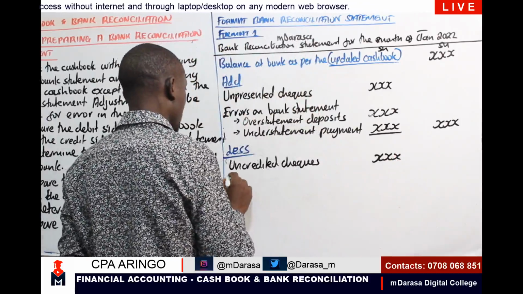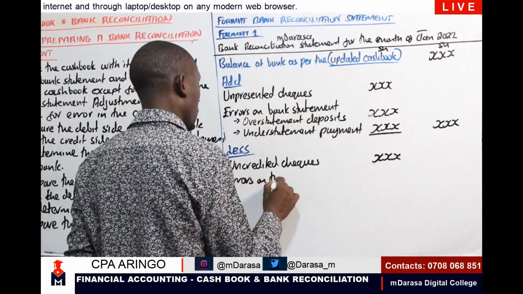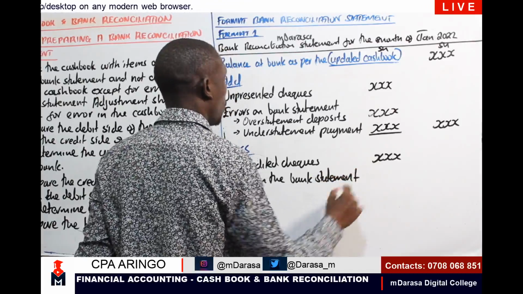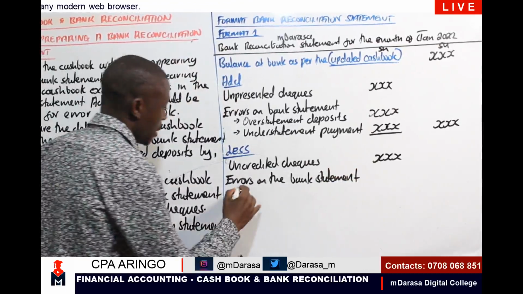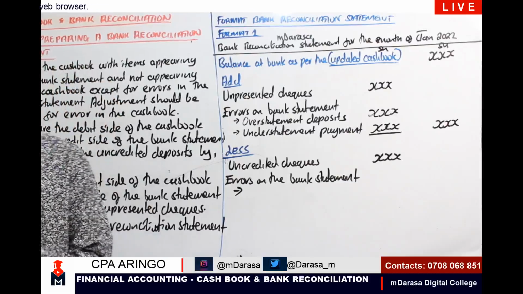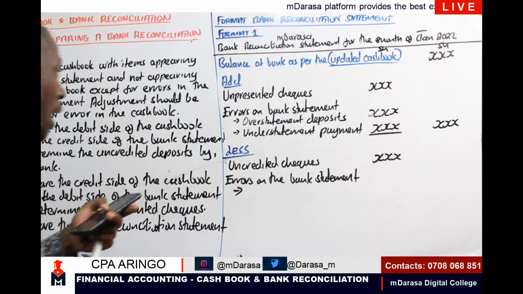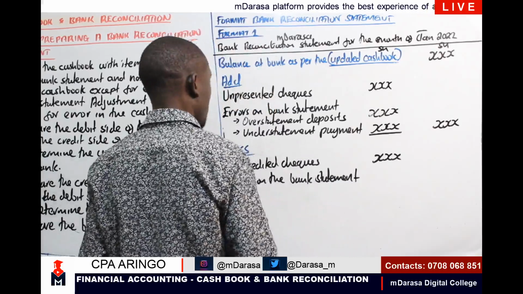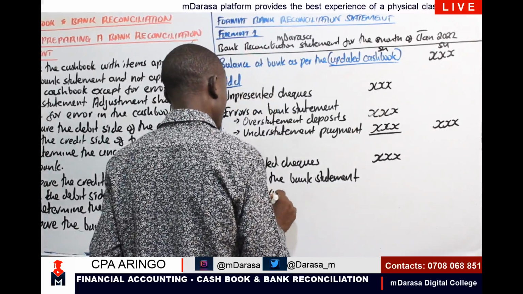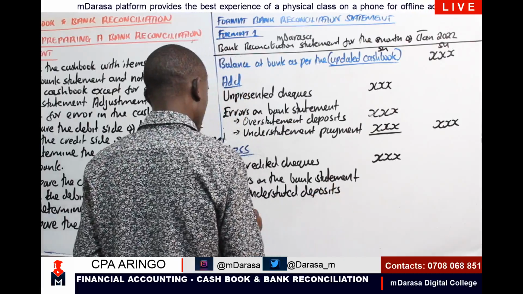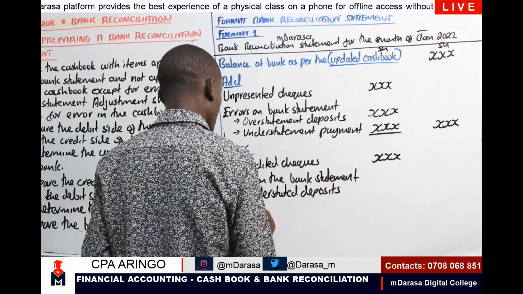And errors on the bank statement. And what are these errors that you're talking about, my good students here? The errors that you're talking about here basically are errors that will have an effect of decreasing the balance at bank. E.g., understated deposits, as well as overstated payments.